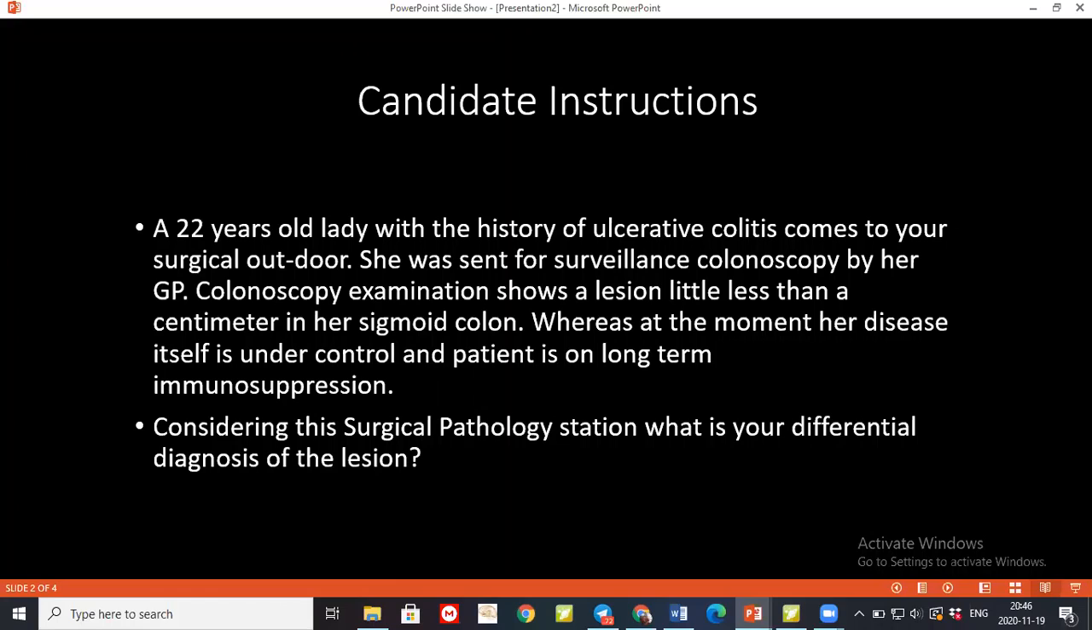Can be Crohn's disease. Yes, okay, but it cannot be because the patient is already known to have ulcerative colitis. This small lesion which has been diagnosed now could be cancer, could be what else? It could be inflammatory bowel, irritable bowel syndrome. All right, you will tell me next time.